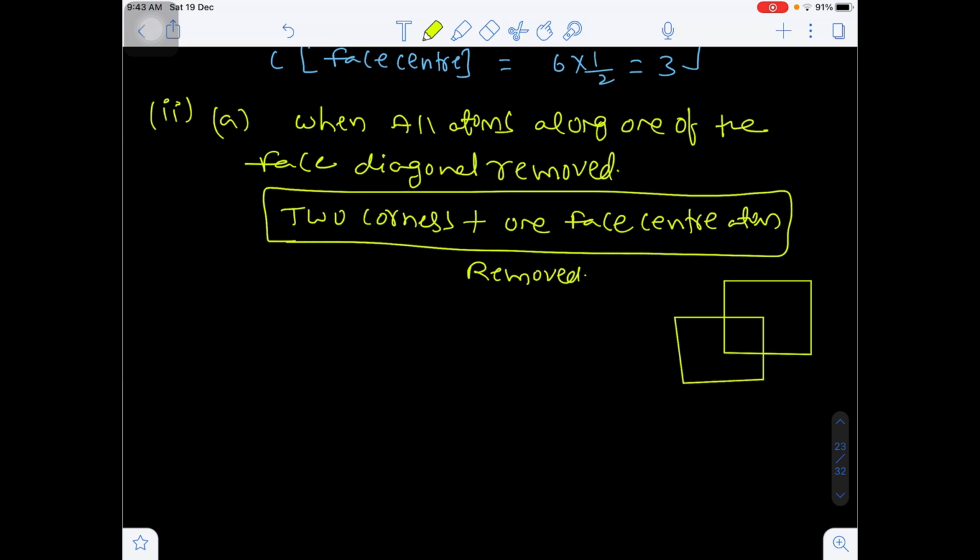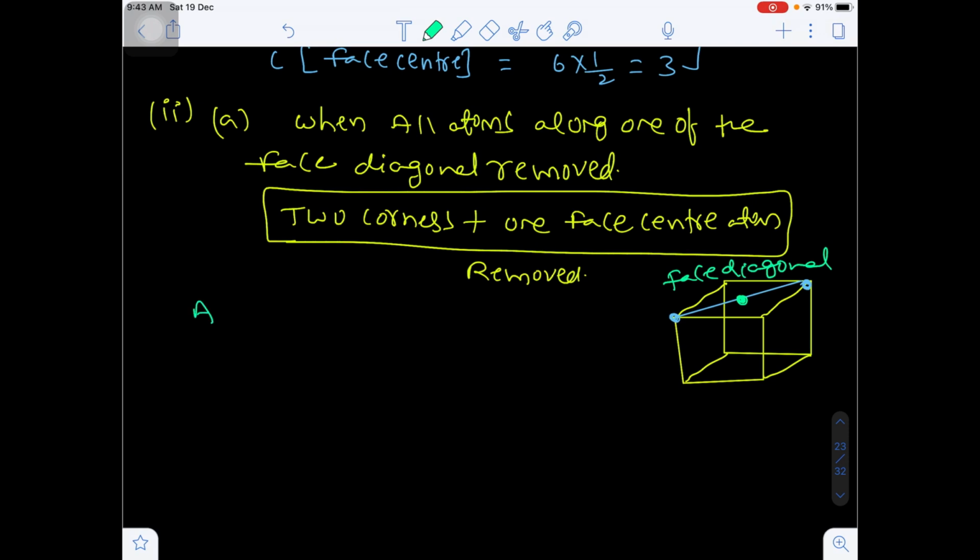Okay. Let's suppose here, if you see, this is a unit cell. Let's suppose I am taking these two opposite corners in the same face. So this is the corner, this is the corner. Two corners are removed. Apart from that, one face center particle is also present here. So this is called the face diagonal. When the face diagonal is removed, that means two corners and one face center atom are also removed.